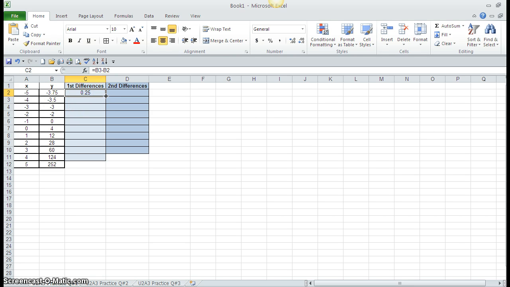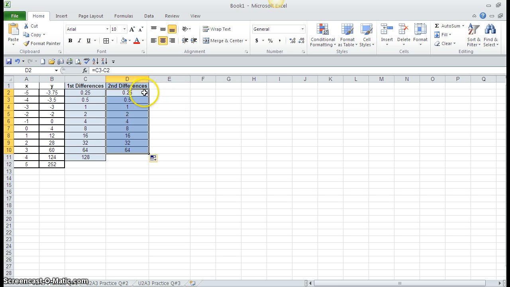Now using Excel, I can just copy that formula all the way down, and I have all of my first differences. What's nice about working in Excel, the same formula applies to second differences. So I can take this formula and copy it over to here, and now copy this all the way down.